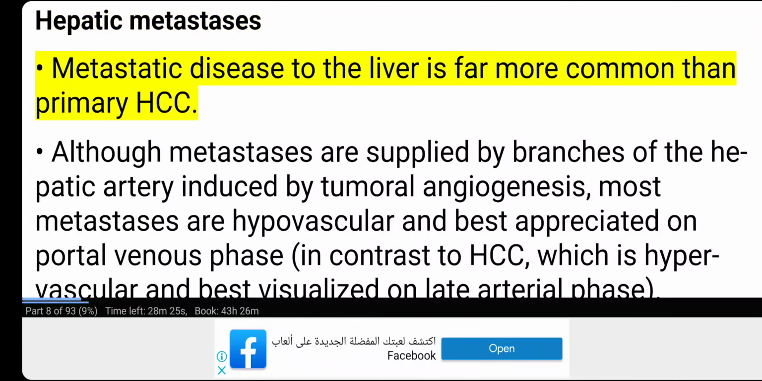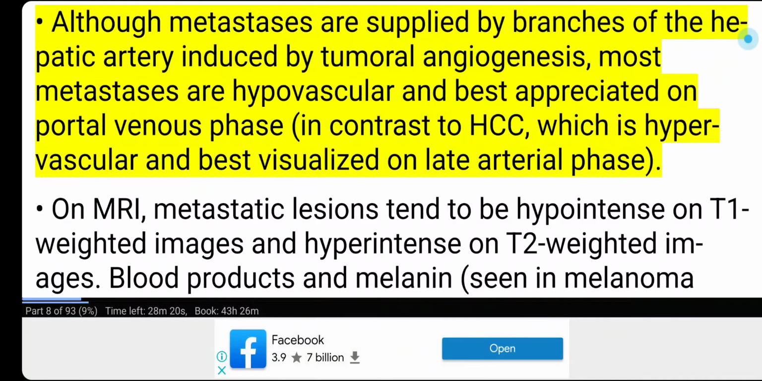Metastatic disease to the liver is far more common than primary HCC. Although metastases are supplied by branches of the hepatic artery induced by tumoral angiogenesis, most metastases are hypovascular and best appreciated on portal venous phase, in contrast to HCC, which is hypervascular and best visualized on late arterial phase.